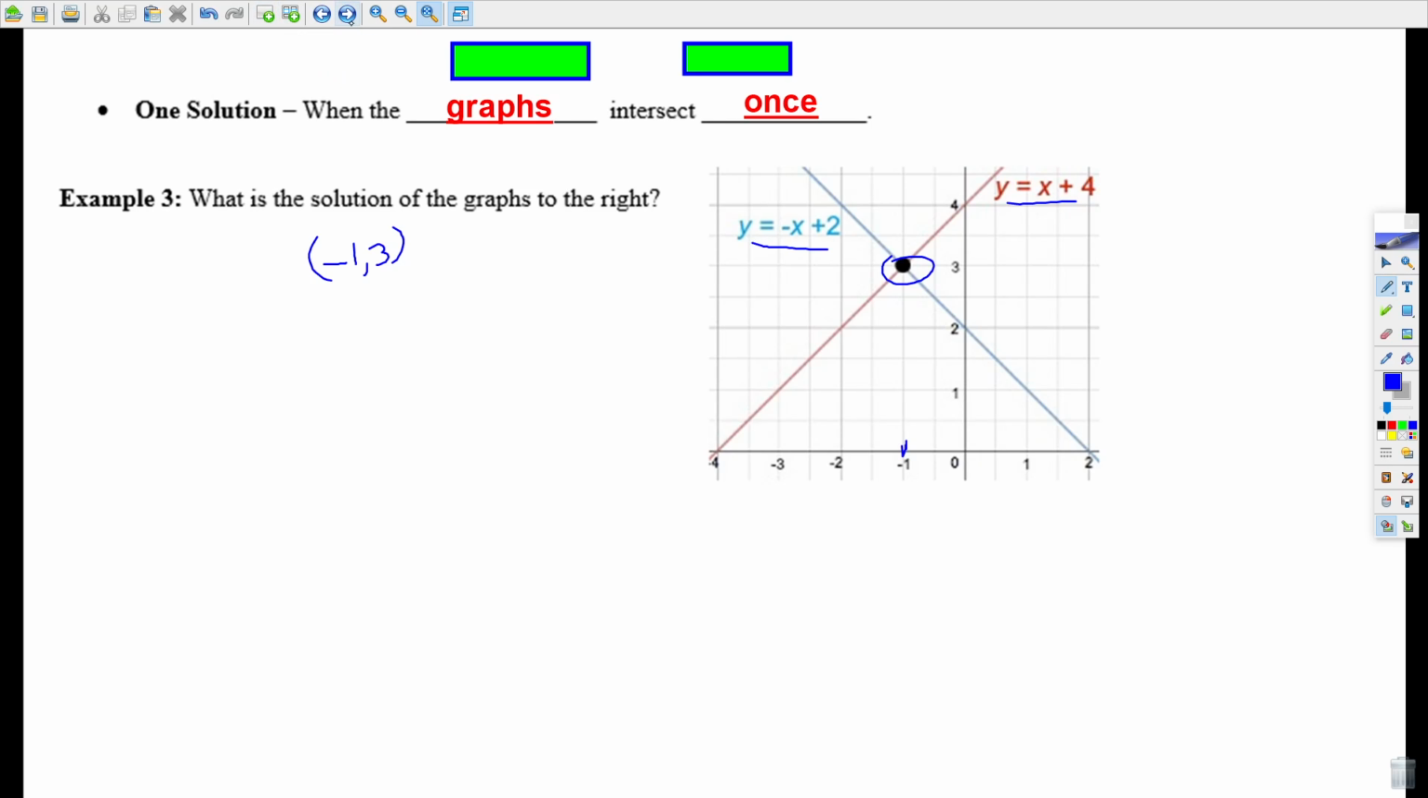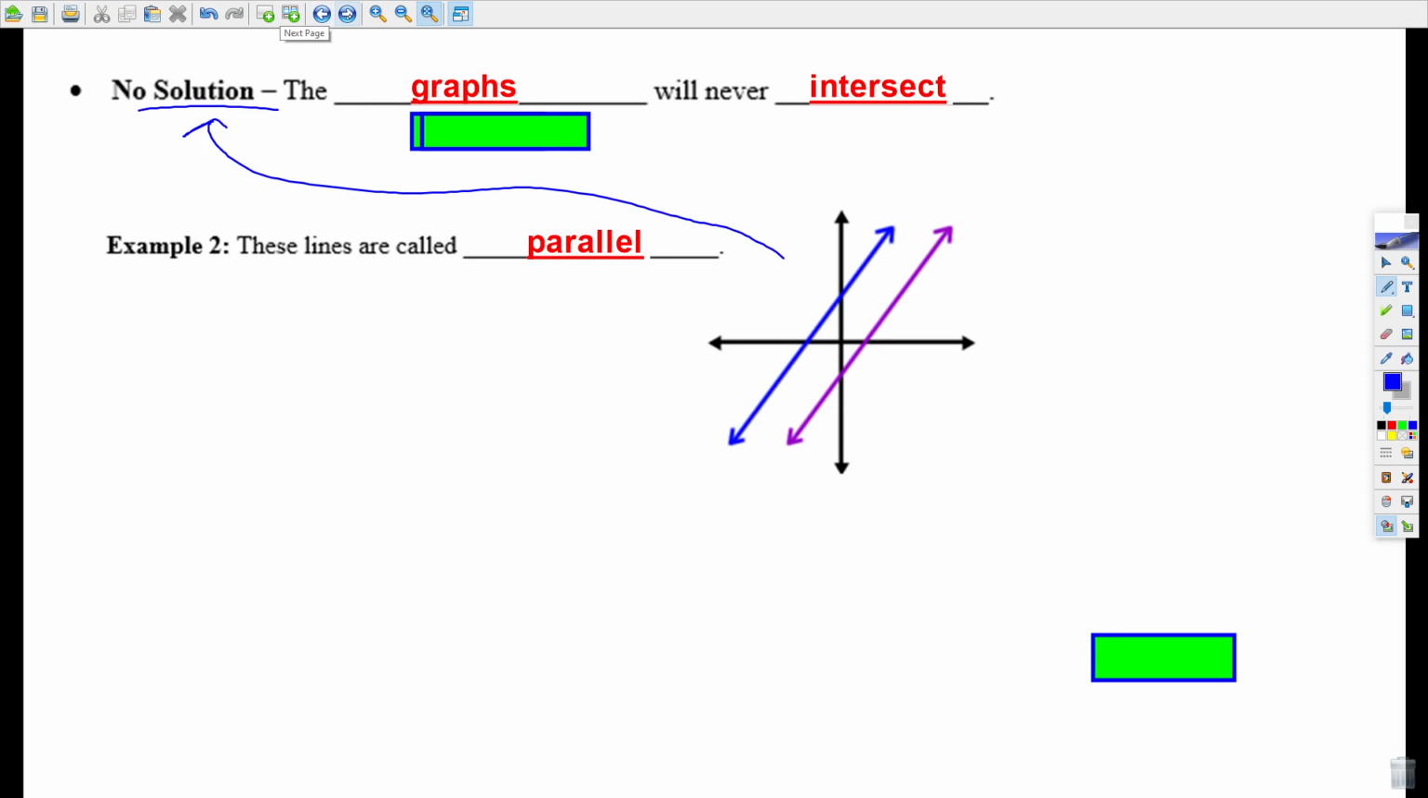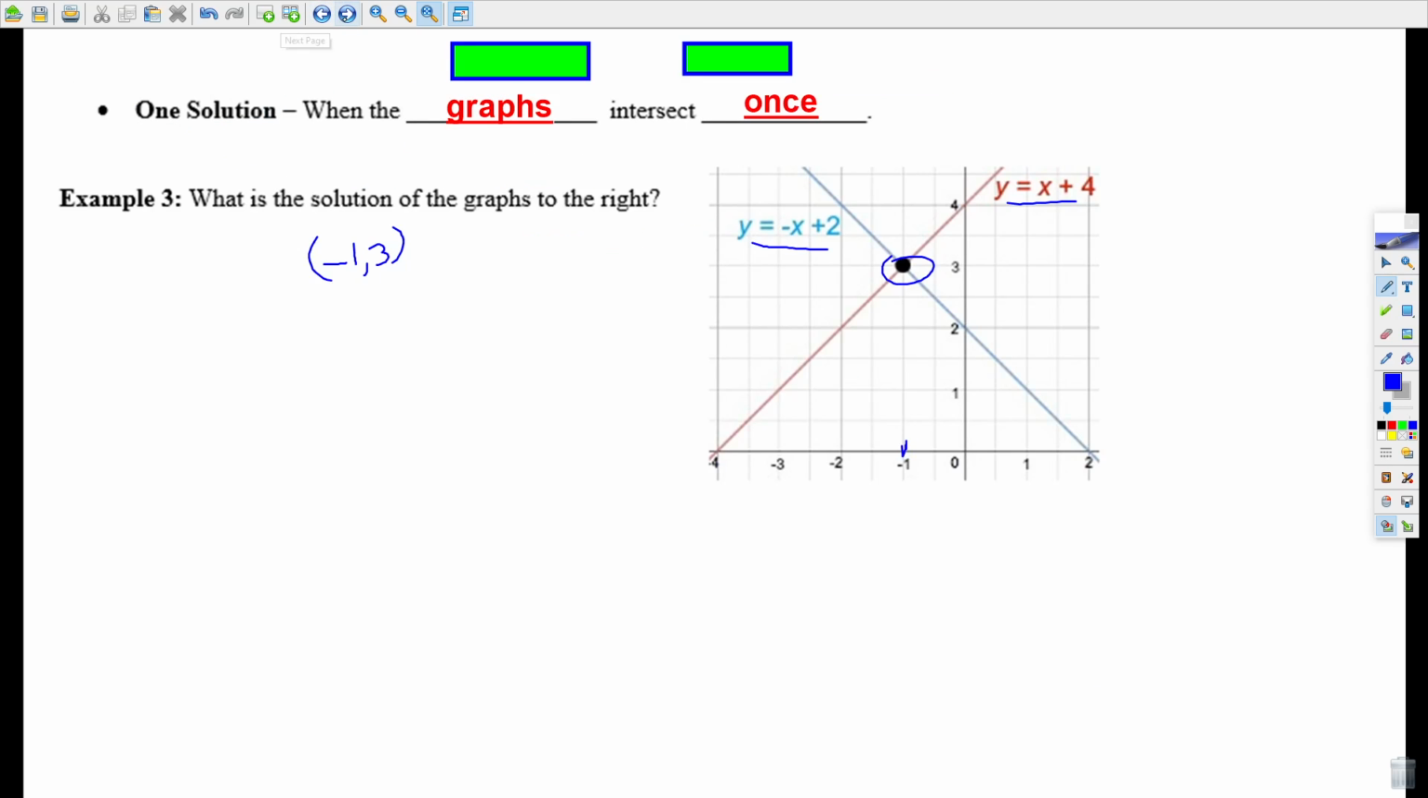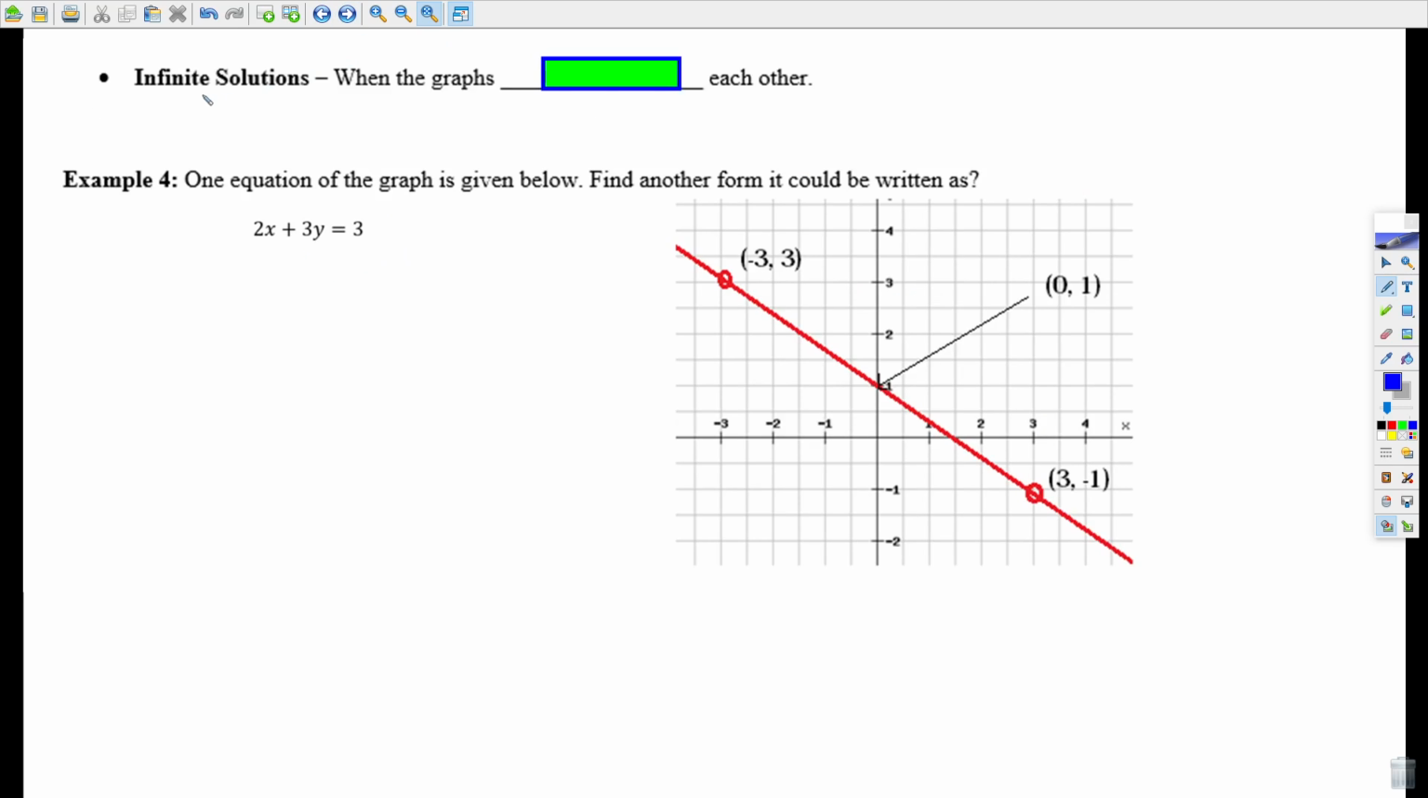And there is one more possibility. So we had no intersection point at all, parallel, right? No solution. We had one solution. There's one more. That would be infinitely many solutions. So when does this happen? This would be only if the graphs overlap each other. In other words, they're the exact same graph. They may not look like the same equation, but they're the same graph.